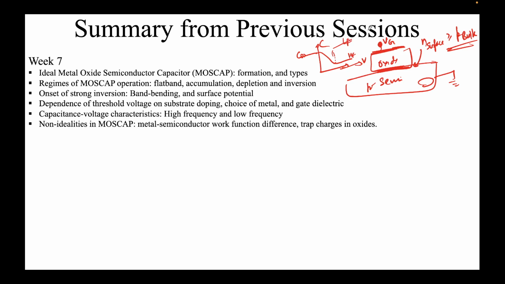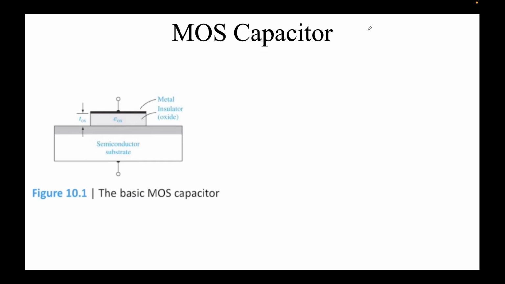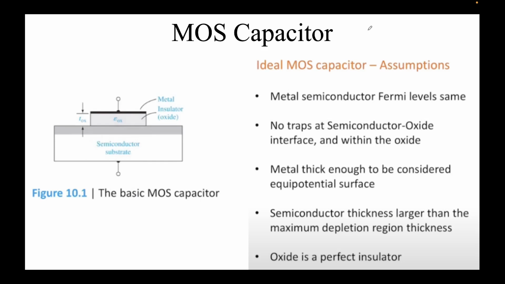And we also discussed the non-idealities, like the metal semiconductor work function difference that can arise, and the oxides need not always be perfect. To carry on with my discussion, the ideal MOS capacitor that we saw had the metal and semiconductor Fermi levels the same, and it was a perfect oxide, with no trap charges, for instance, in the oxide, which it seemed was not the case, right?